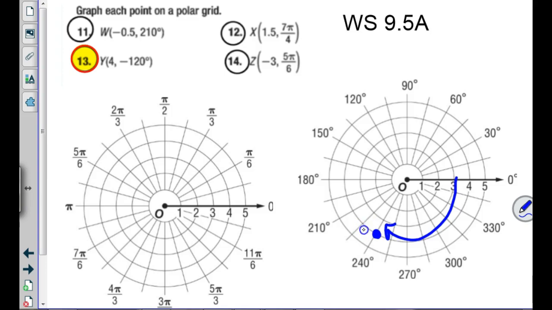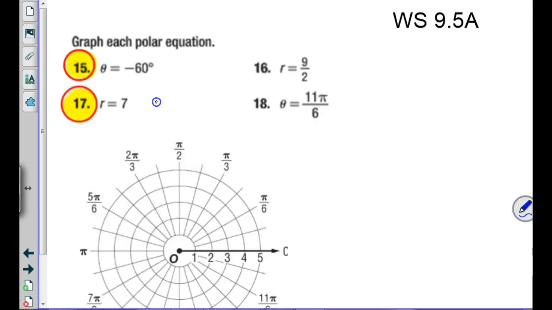So this one was Y. Make sure you label them because I gave you one graph and you have to put 3 points on it. Okay, so if I did this W, you'd go around to 210 and then back up 0.5 would be over here and label it W. You get what I'm saying, guys? You have to graph 3. Do you need more practice?